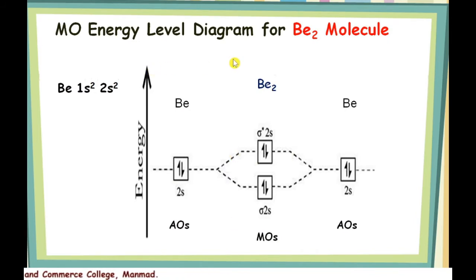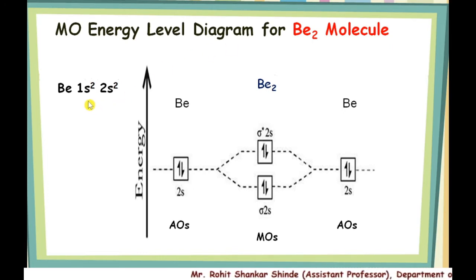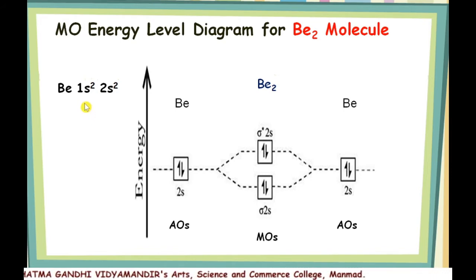Now let us see the MOT diagram for the Be2 molecule. This molecule is formed by the combination of two beryllium atoms. Each beryllium atom has electronic configuration 1s2, 2s2. The 1s orbital is lower in energy, so it does not take part in bonding. Hence, the 1s orbital remains a non-bonding orbital. Only the valence orbital, that is the 2s orbital with its two electrons, takes part in bonding.